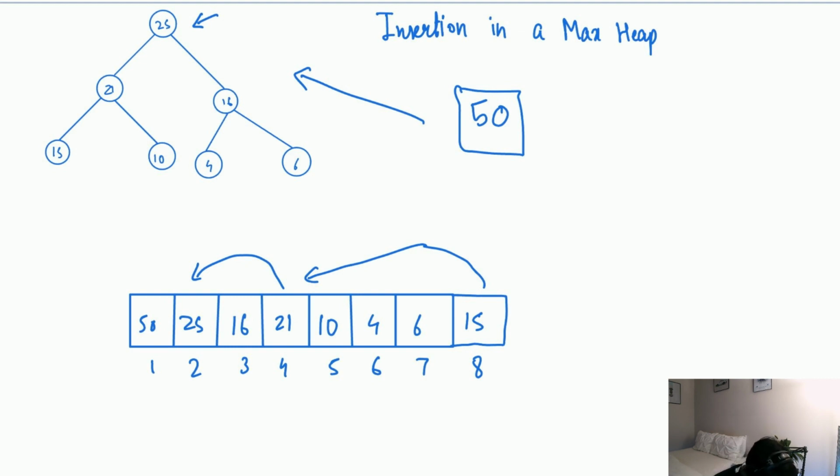Now essentially, at this point, the tree structure started with 50 at the child node or at the leaf node. However, through swapping, it moved up through the structure and went back to the top. And that's how insertion in a max heap structure works. Now let's go ahead and look at deletion.